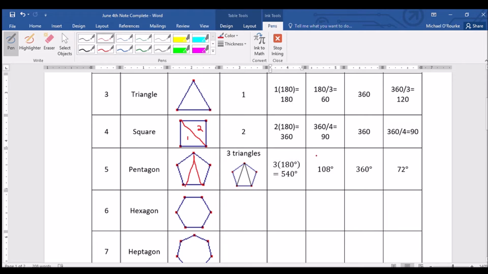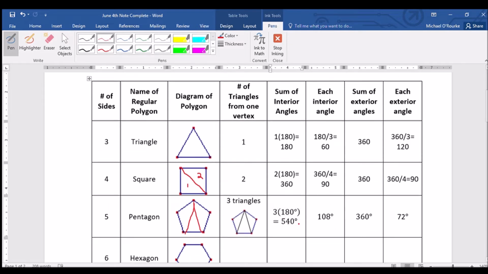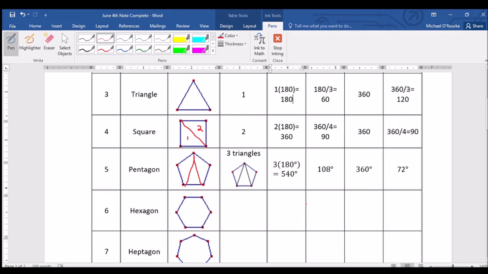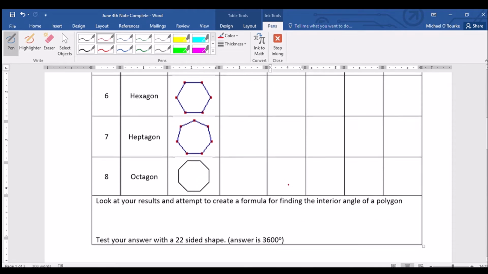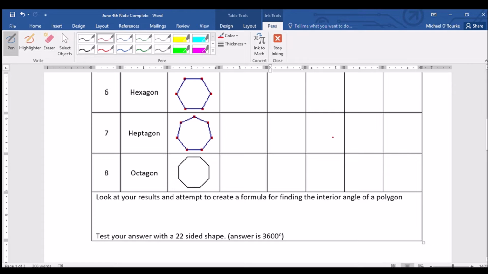We go here, right? Then we go 540 divided by 5, we get 108. Sum of the exterior angles, 360. 360 divided by 5 is going to equal 72. So I'm going to pause the video here, and I want you to go and finish off this chart and see what you can make up here.